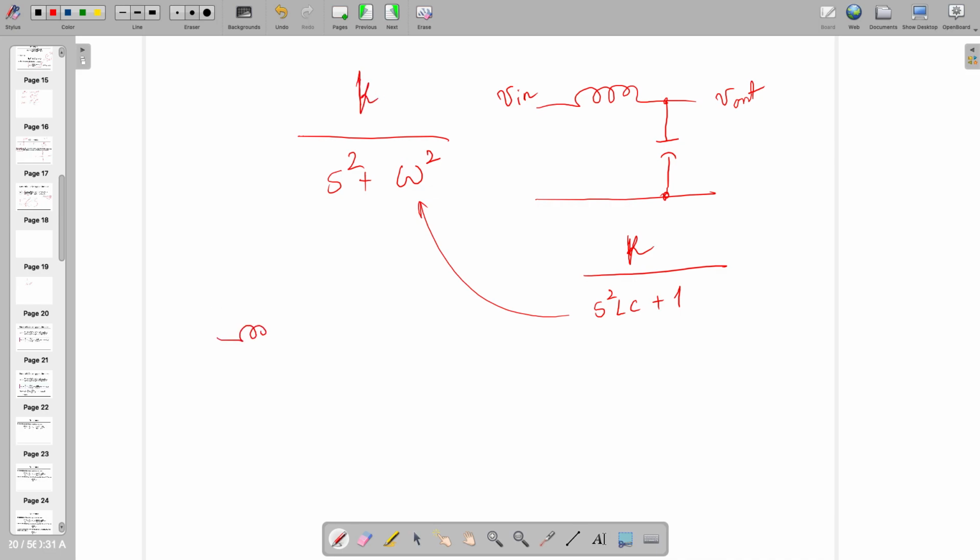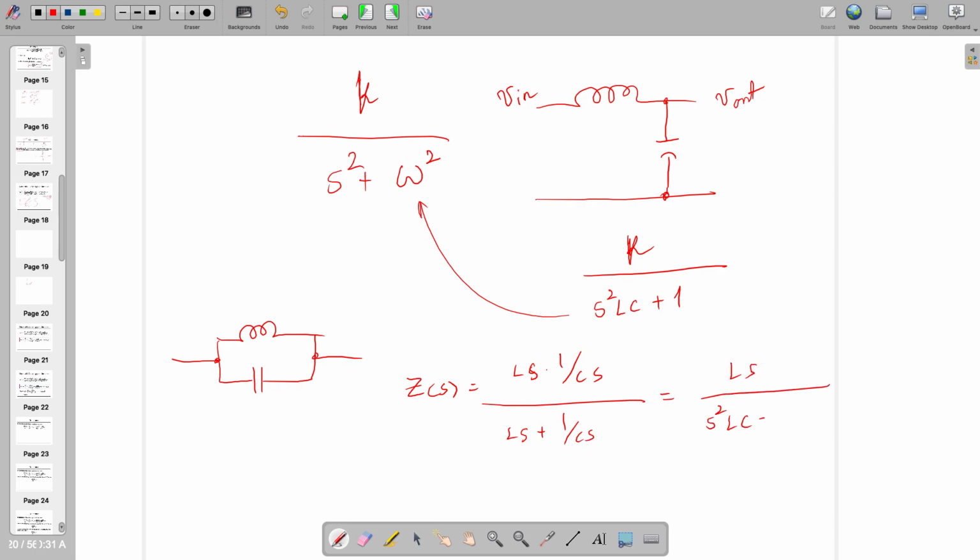There might be the case where inductor and capacitor are in parallel, so what do you think the impedance function will look like? You can find out in your notebook. When inductor and capacitor are in series, you will still have a function which looks like this one, but the numerator will have some extra zero, right? So you can find out that.